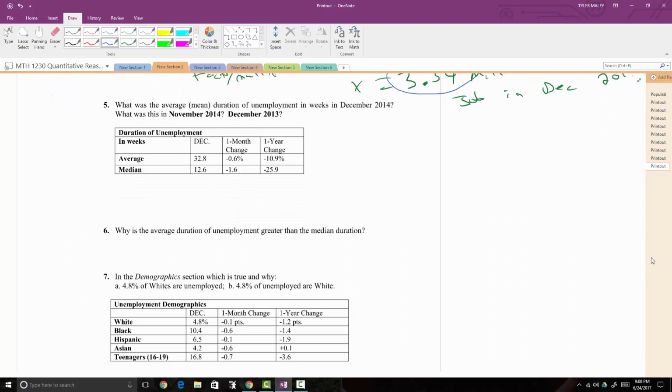So then number 5, it says, what was the average mean duration of unemployment in weeks in December 2014? What was this in November 14, December 13? So here we're given duration of unemployment. We have in weeks, so the average and the median. We're also given the 1 month change and the 1 year change, right? So we're trying to find November 14.